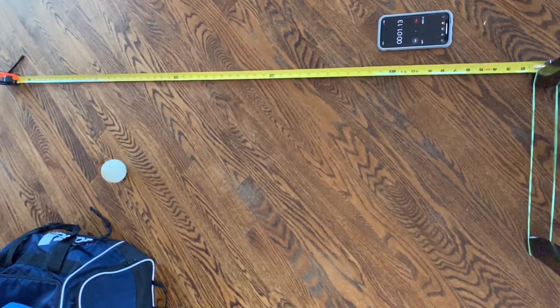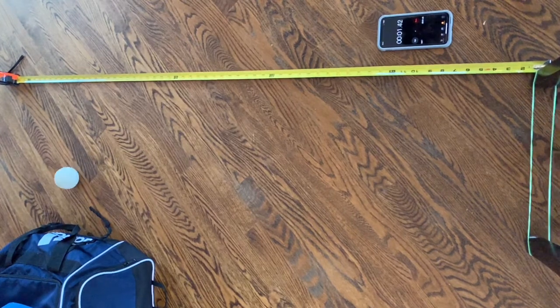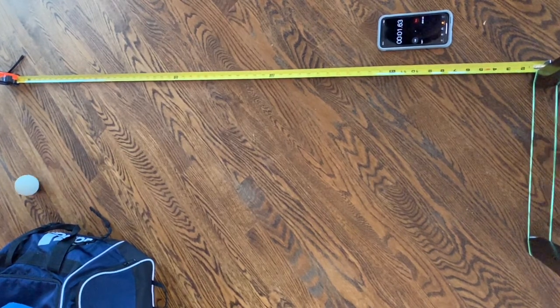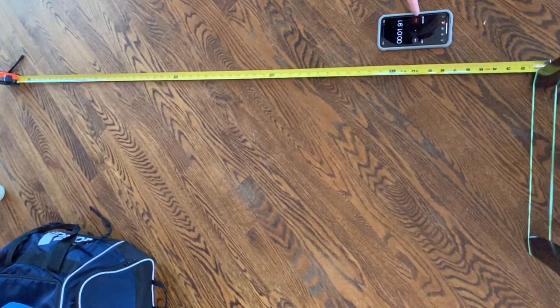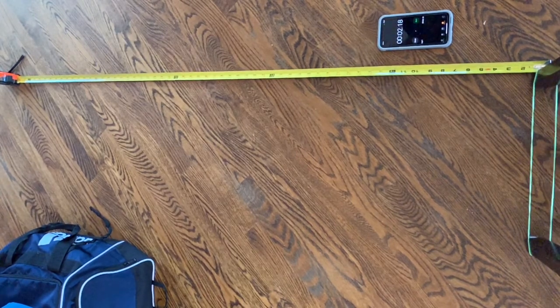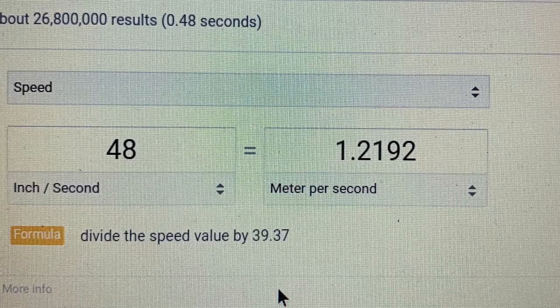Now, to be able to calculate the kinetic energy, we need to do the correct conversions. The velocity has to be measured in meters per second, but we have inches and feet per second. Luckily, the internet has many resources that we can use to find the conversion from inches per second to meters per second. The internet says that 48 inches per second equates to 1.2192 meters per second.